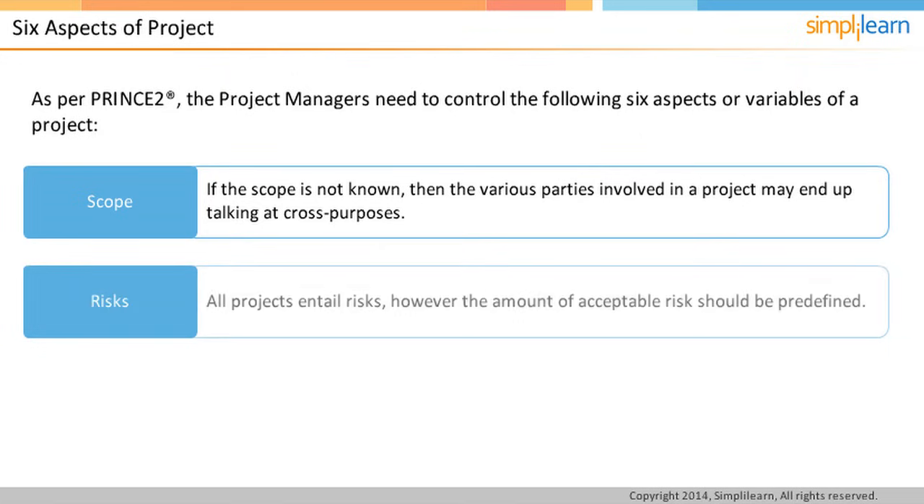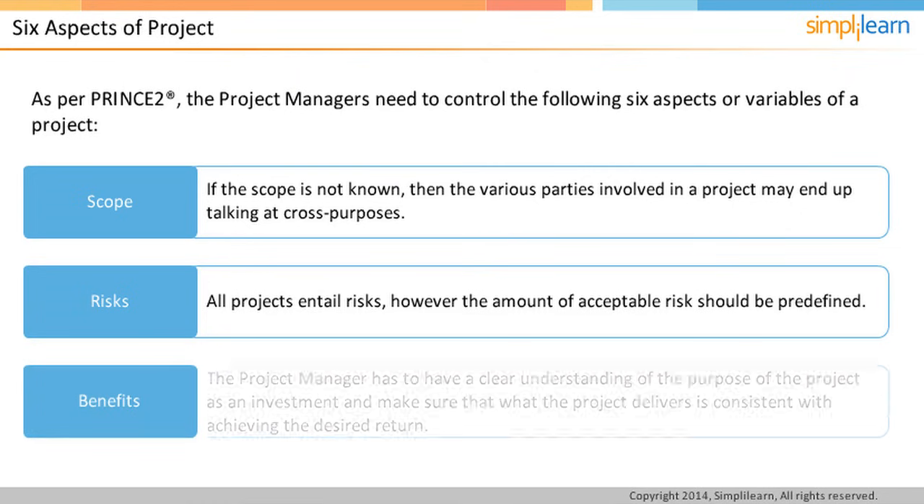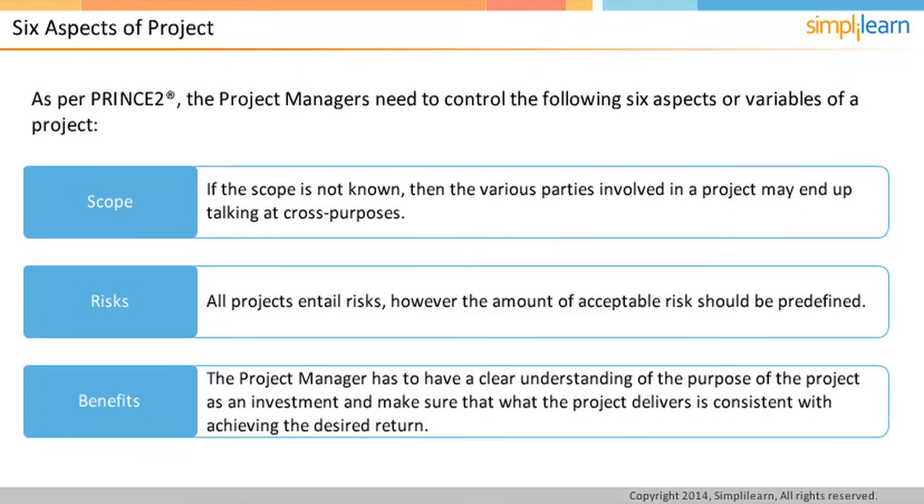Fifth is risks, as all projects entail risks, but how much risk is acceptable should be predefined. The last aspect is benefits, as the project manager has to have a clear understanding of the purpose of the project as an investment and make sure that what the project delivers is consistent with achieving the desired return. Let us look at the structure of PRINCE2 in the next screen.